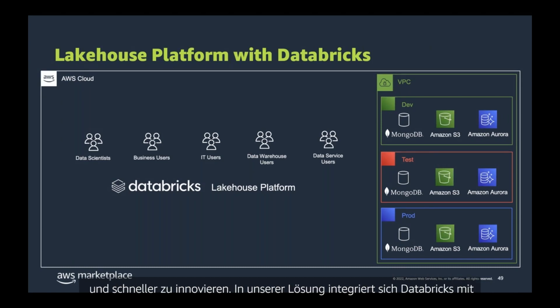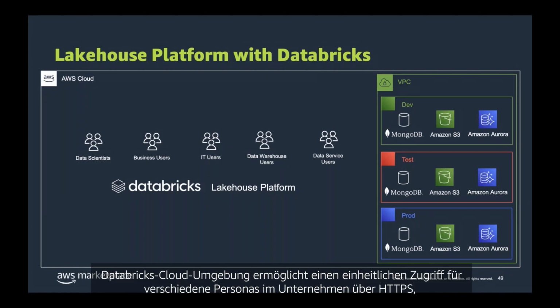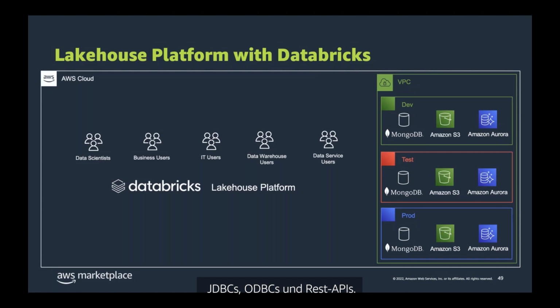In our solution, Databricks integrates with the data plane in a customer's account for access to MongoDB, Amazon S3, and Amazon Aurora database services. The control plane in the Databricks cloud environment allows for uniform access for different personas in the organization via HTTPS, JDBC, ODBC, and REST APIs.